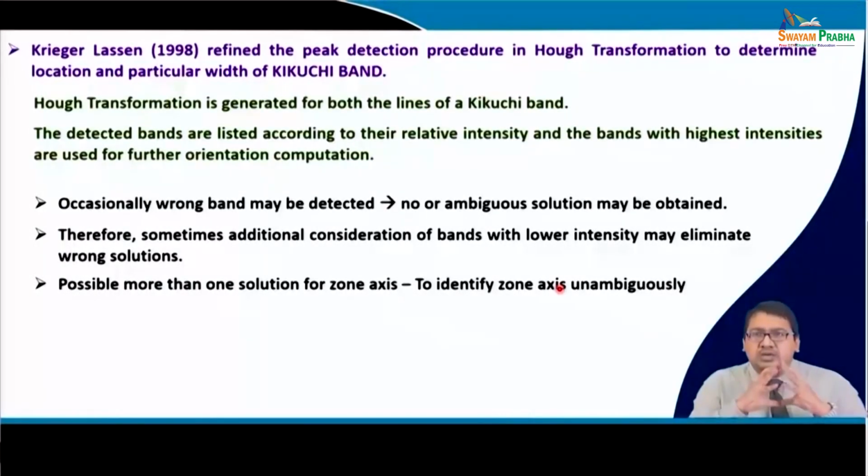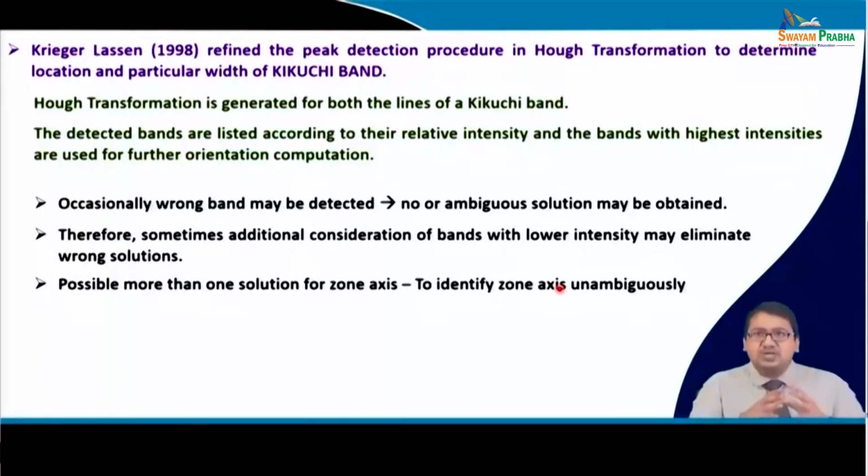So, you see, this can mainly happen when the electron beam is falling on a surface which may have lattice bending due to the presence of dislocations, or at a grain boundary, or sometimes near the grain boundary. So, ambiguous solutions may be obtained. Now, therefore, in order to get more refined information, sometimes bands of lower intensities have to be additionally considered, okay, so as to eliminate wrong solutions.